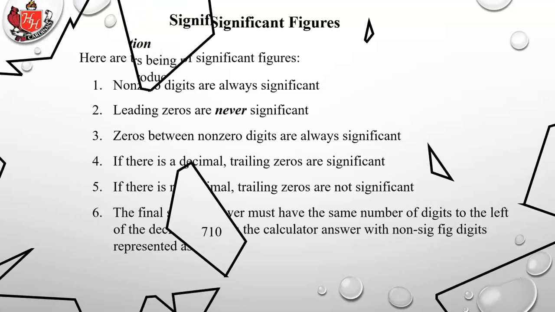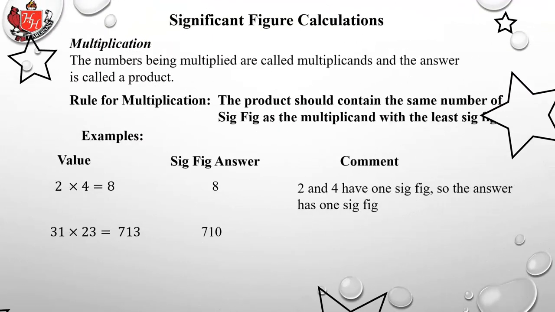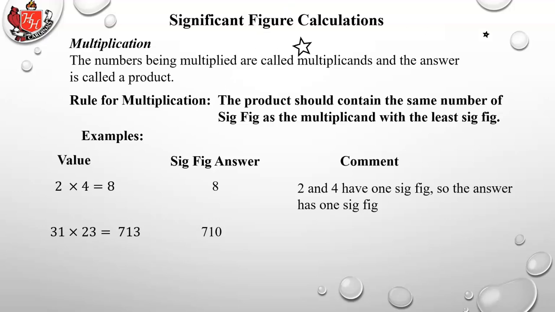Okay, so the calculator answer is 713. We know that the final answer can only have 2 significant figures. That would be the 7 and the 1. But that third digit, that's to the left of the decimal. You don't see the decimal, but there's an implied decimal point behind the 3. You have to fill that in. You can't just make that digit disappear. Since it's not significant, it has to be a 0. So 7 is significant, 1 is significant, the 3 is not significant because the answer can only have 2 sig fig, so you fill it in with a 0.